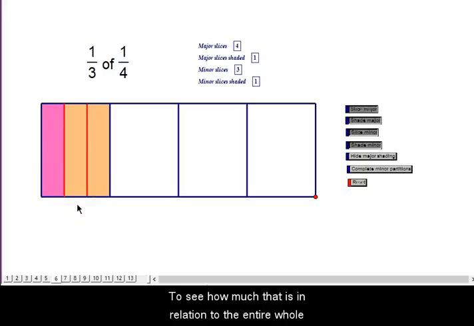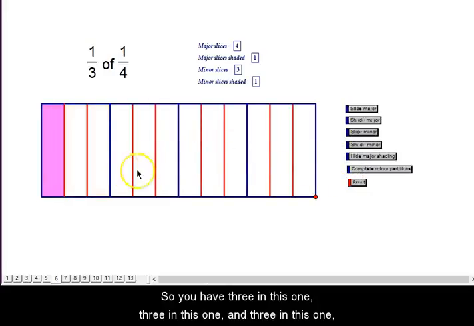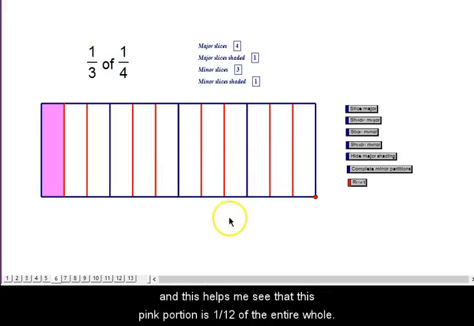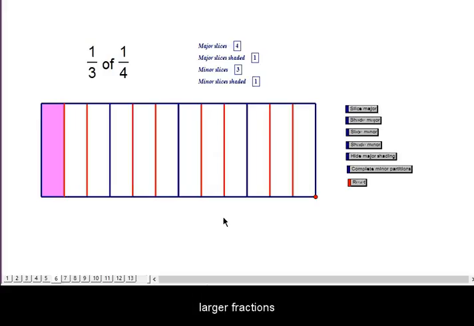To see how much that is in relation to the entire whole, I have to repeat the vertical slicing in each of the fourths. So you have 3 in this one, 3 in this one, and 3 in this one, and this helps me see that this pink portion is 1/12 of the entire whole. And as you can see, this way of modeling does in fact work, but without a computer software like the one I'm using, or with larger fractions, it can be less convenient to draw.